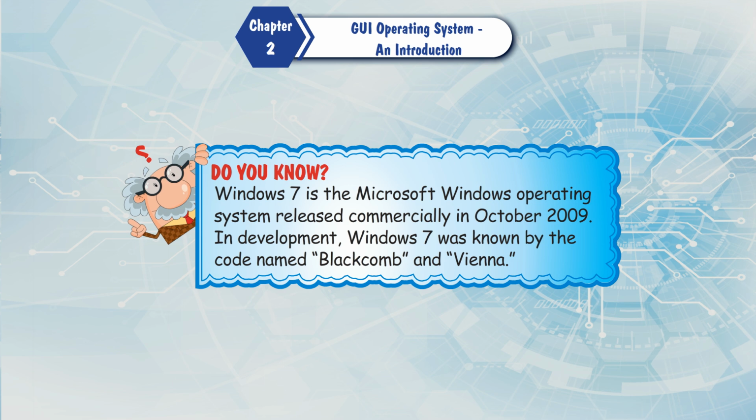Do you know? Windows 7 is the Microsoft Windows operating system released commercially in October 2009. In development, Windows 7 was known by the code names Blackcomb and Vienna.